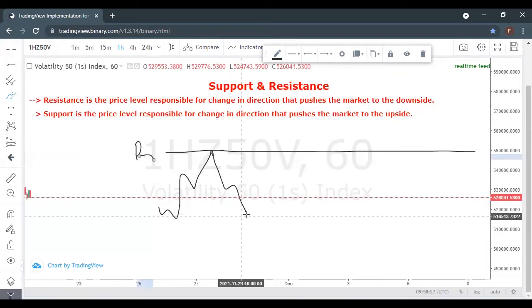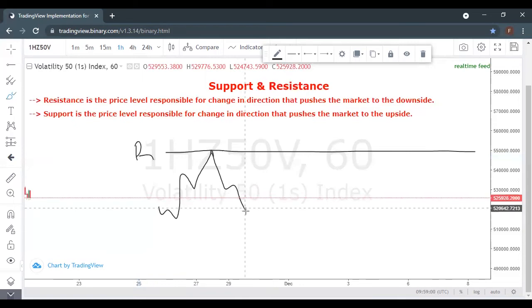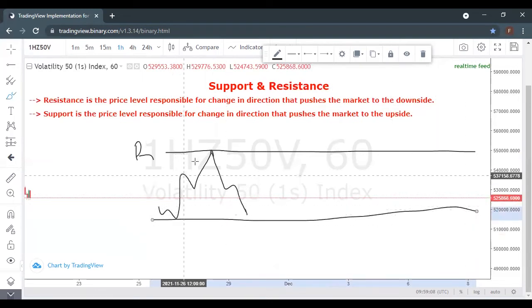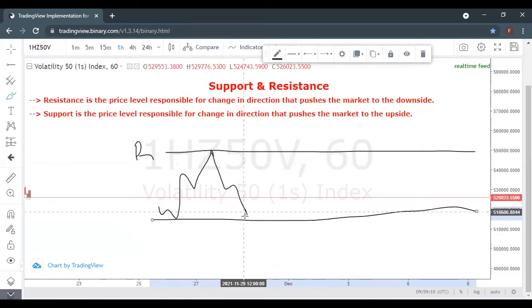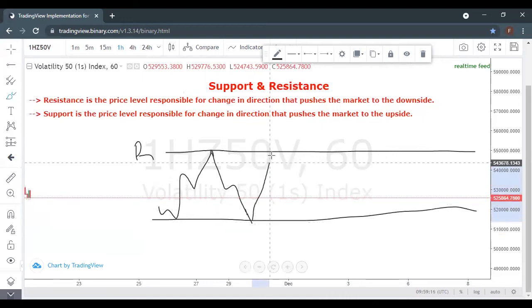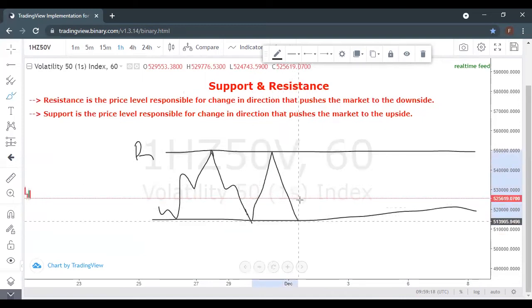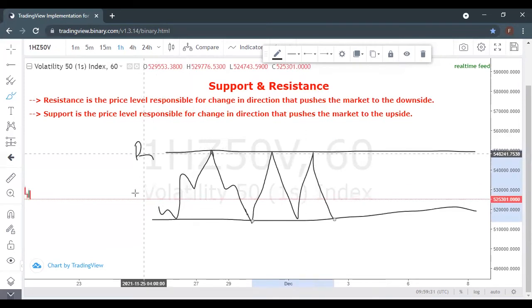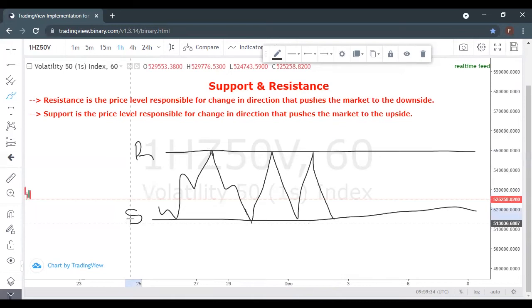Then it moves to the downside. Then if the market comes down again to the level that is responsible for the movement we saw pushing the market to the upside, when the market comes back again, it is pushed to the upside. So we'll continue to witness something like this. Each and every time the market approaches a certain price level, it is rejected and forced to change direction. We call these price levels support and resistance.